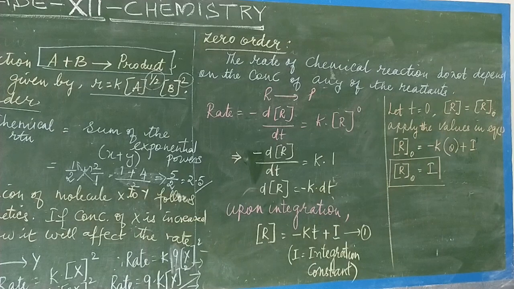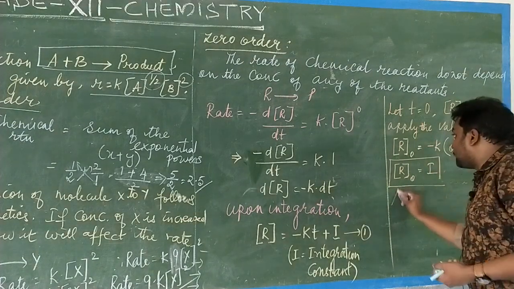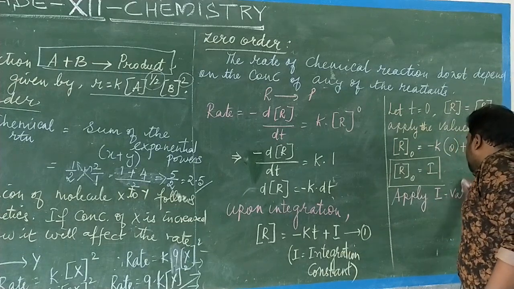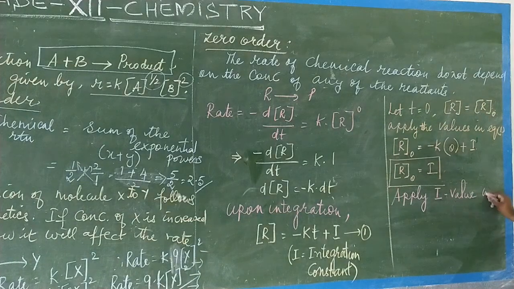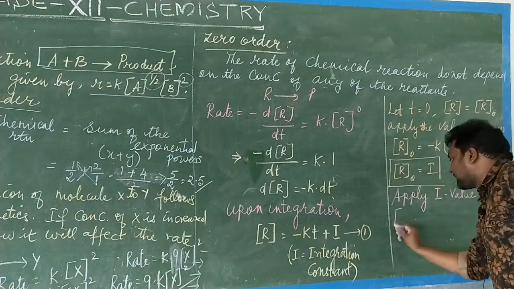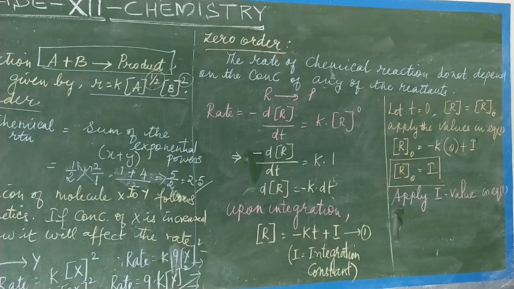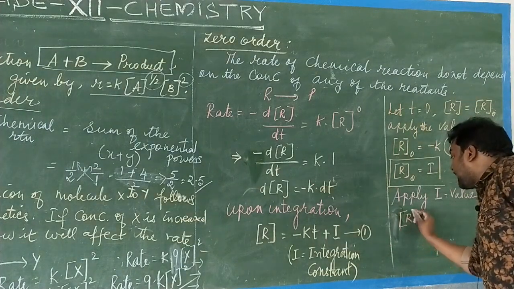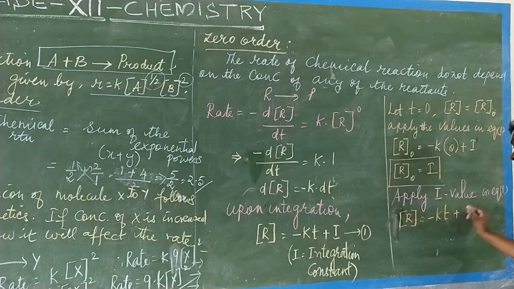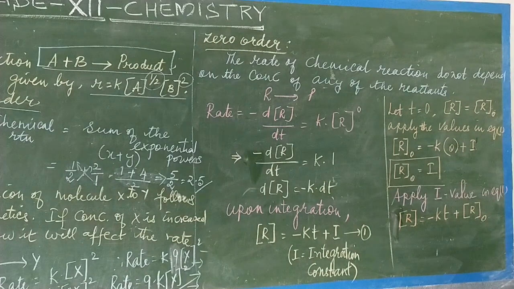Correct? Next step, now we apply the I value in equation 1 again. Then concentration of R will be equal to minus K into T plus concentration of R naught, because the value of I is R naught.